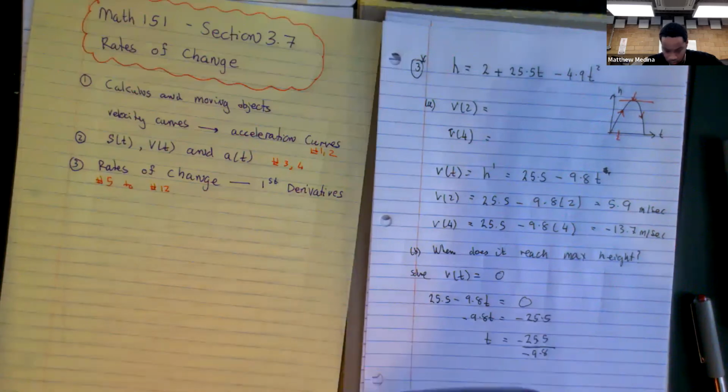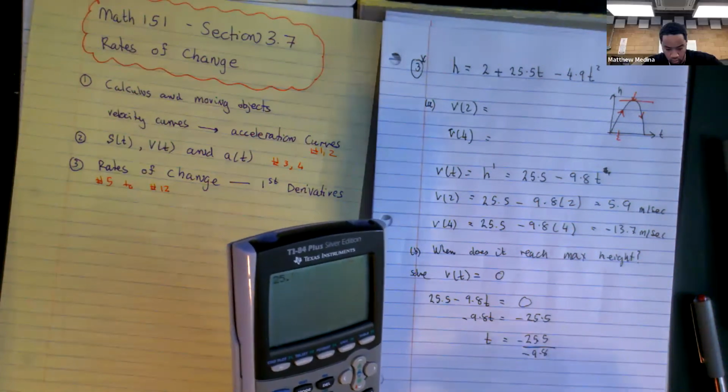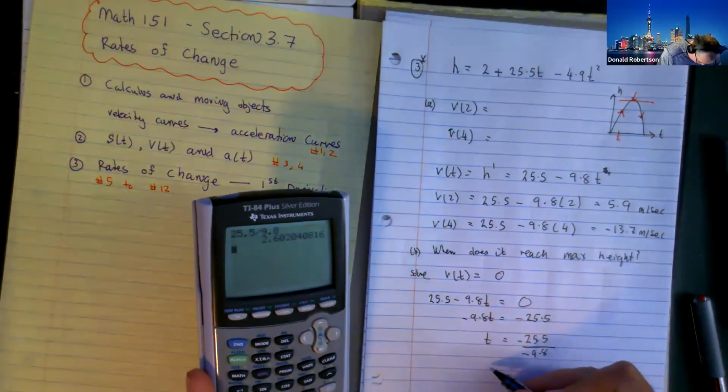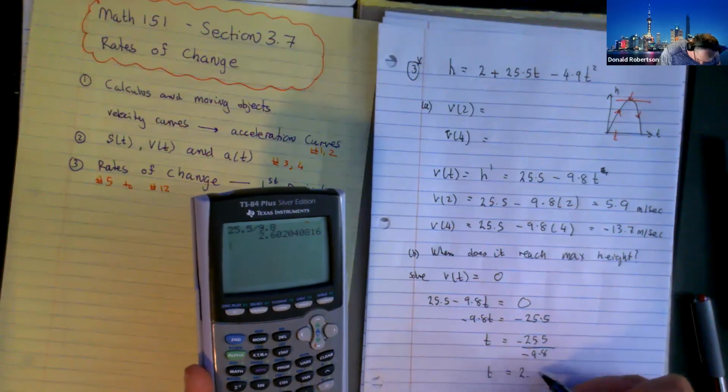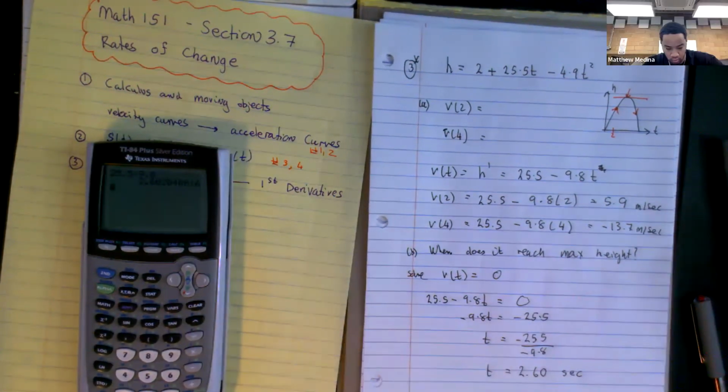And they want the answer to 2 decimal places. So 25.5 divided by 9.8 to 2 decimal places is 2.60 seconds.